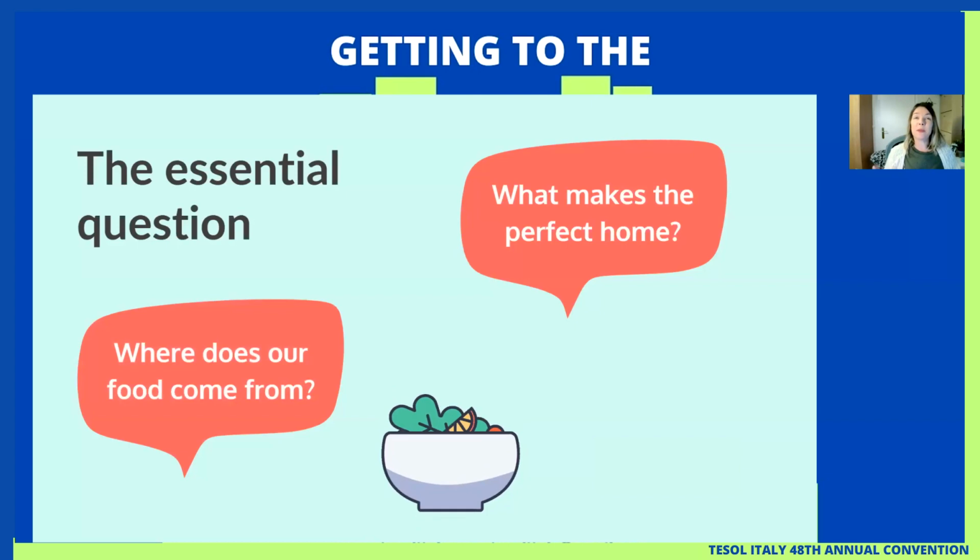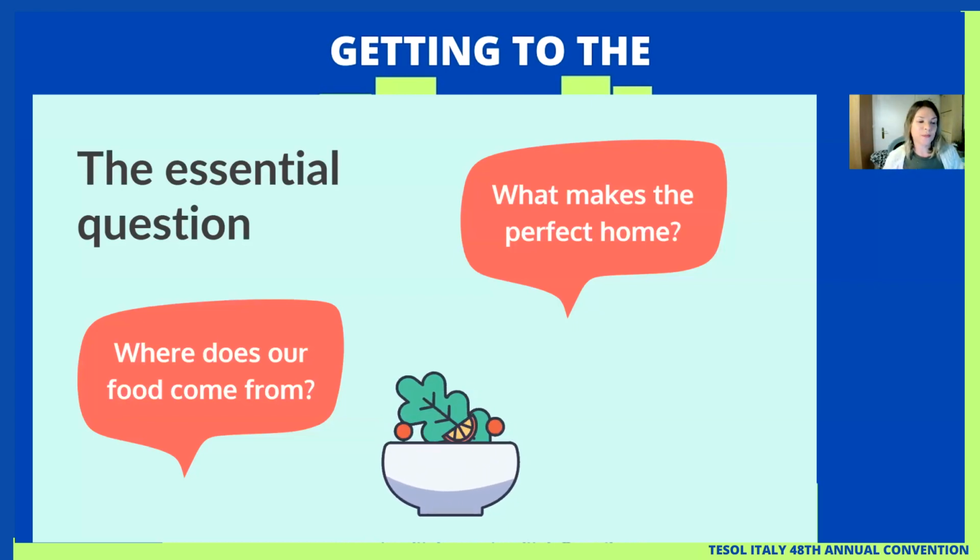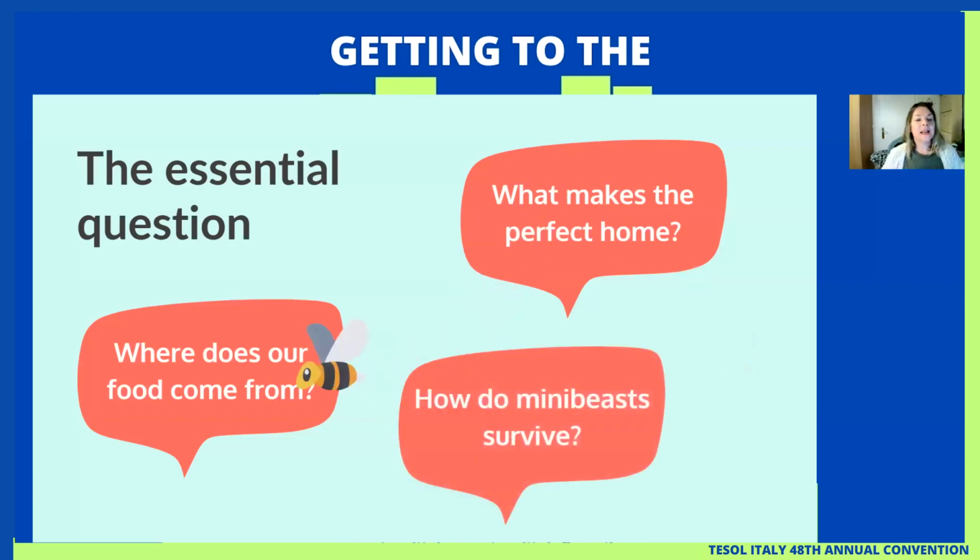This one may seem to be a bit more specific, but it depends on what kind of food you're thinking about. And we'll look at this one a bit more later on and see some of the types of activities that you could do. And how do mini beasts survive? This is another one. So these could be three common topics, right? From the Young Learner Classroom: the home, food, and animals.